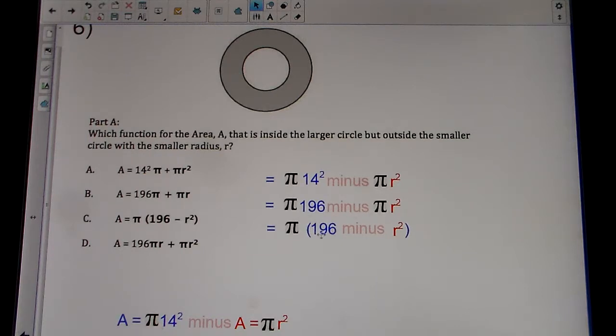Then we're going to factor out a pi. We're going to pull out a pi because we don't need to repeat the pi twice. We can factor things out, so all we have to do is write it once. So it's going to be pi times 196 minus r squared. And that will be our answer.